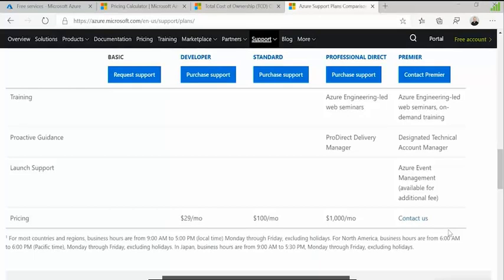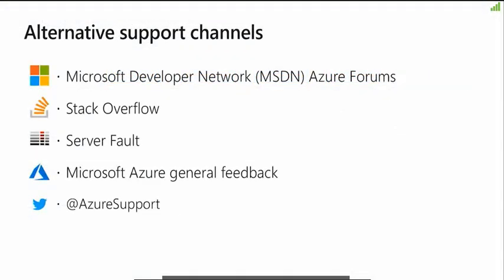In real life, if you have mission critical applications inside of Azure, guess what? You're going to use Premier to work with that environment. So let me go back into the slides real quick. We also have alternative support channels. We have our MSDN Azure forums, we have Stack Overflow, we have Server Fault, we have a general feedback channel. We also have a Twitter channel.